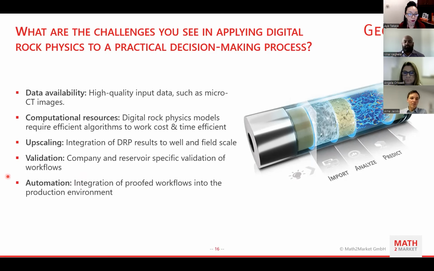Then it may also be important to automate your workflows. If you have a proven workflow from the validation section, you may want to integrate that directly into your production environment by automation, where reservoir engineers, for example, do that in an automated manner. So we have decided that we want to have a Python interface available for our software, where you can easily access all the data that comes from Geodict simulations. And then you can easily insert Geodict inside of your production workflows.